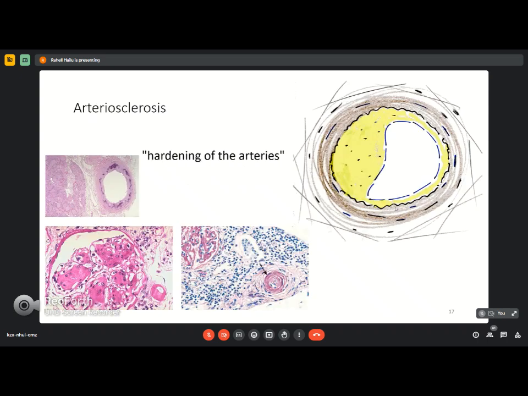So this is just a small revision so that you can understand today's lesson. We'll go to the main pathologies that we'll be discussing today. The first one is arteriosclerosis. Arteriosclerosis is a generic term, just like it sounds. It's an arterial sclerosis, meaning any sort of hardening of the arteries. And the hardening of the arteries can happen for different reasons.